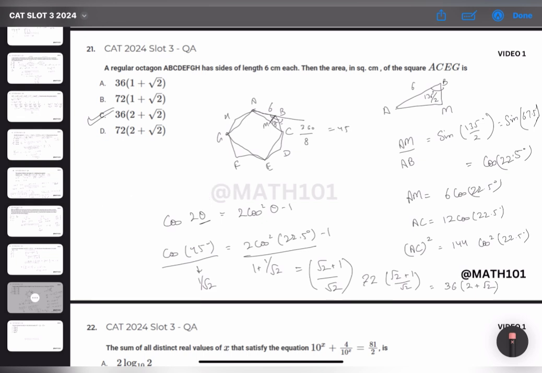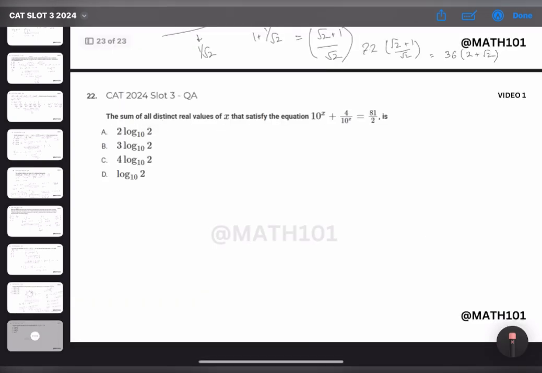Moving to the last question. So we will multiply by 10 to the power x on both sides. We will get 10 to the power x squared plus 4 equals 81 by 2 into 10 to the power of x. That is 10 to the power of x squared minus 81 by 2 10 to the power of x plus 4 equals 0.